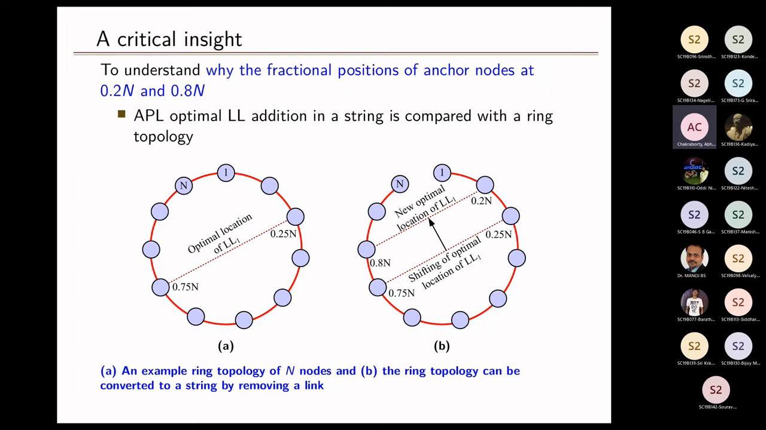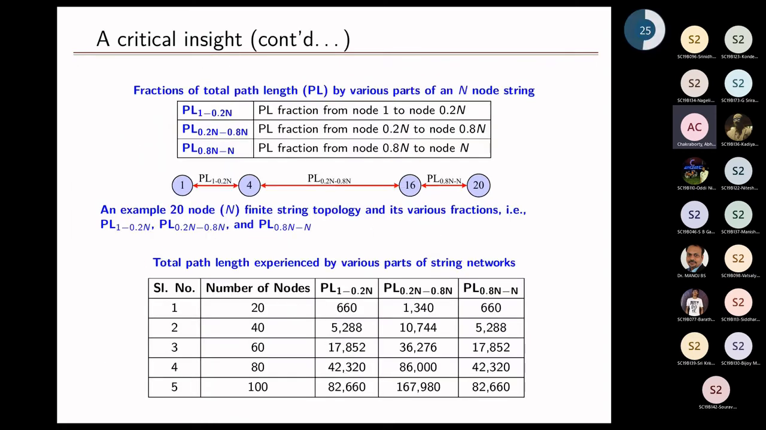To understand that, we looked at the path length contribution. Whatever we have seen until now in the unit string, if we calculate all possible path lengths in the actual network, we can see the path length contribution from 1 to 0.2n, then 0.2n to 0.8n, and 0.8n to n. That is three segments when we are connecting a link. If we look at different sets of networks, the path length contribution between 0.2n and 0.8n, in between this long range link, is almost 54% of the total path length contribution.